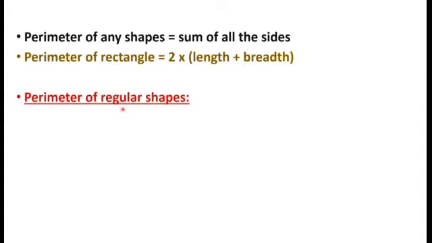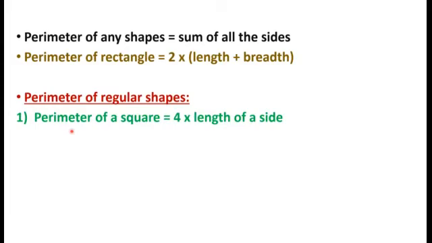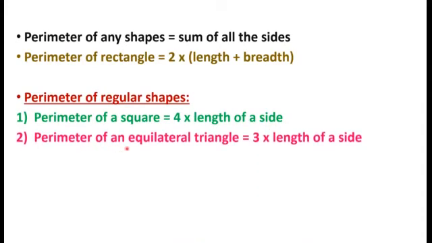Coming to perimeter of regular shapes. Regular shapes are closed figures with all the sides equal. For example, a square. Perimeter of a square is equal to 4 into length of a side. And perimeter of an equilateral triangle. Mark here, equilateral triangle, because an equilateral triangle is a regular shape. So the perimeter of an equilateral triangle is equal to 3 into length of a side.